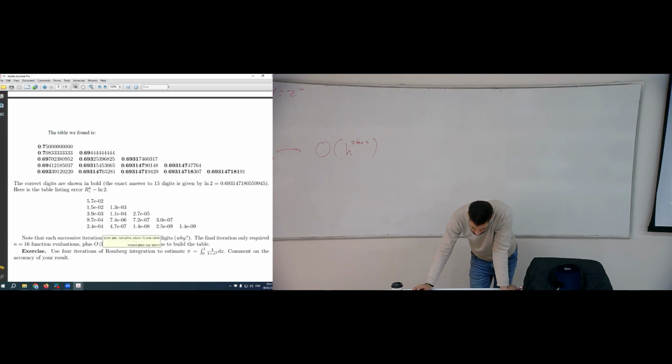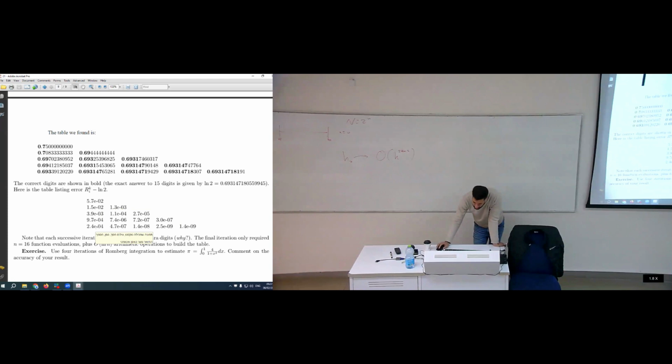So you have to see what h is always. When h here is 1/16, the error goes at the last row. It is 1/16 and 1/16 and 1/16.